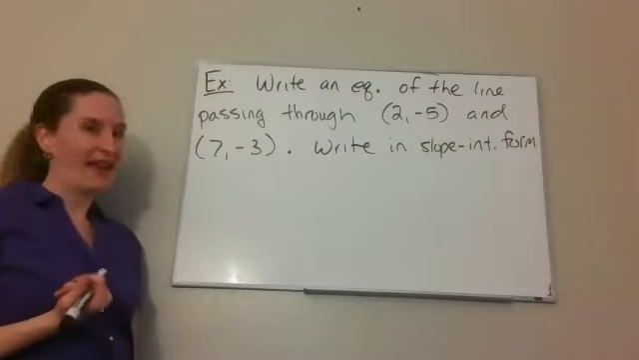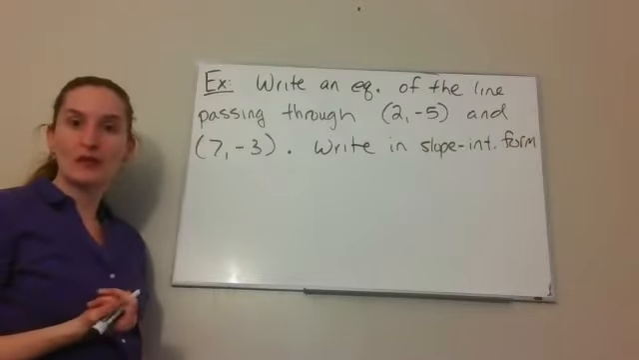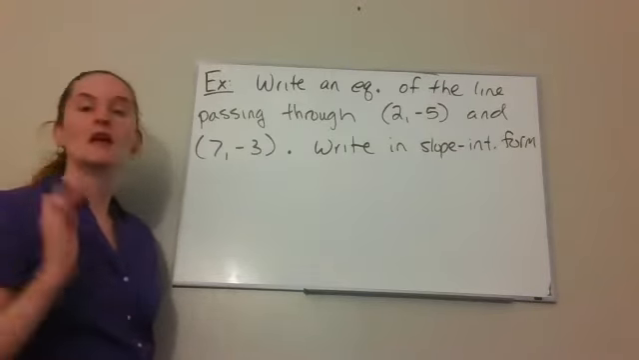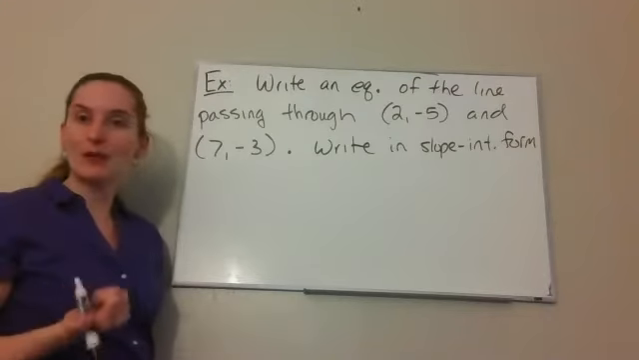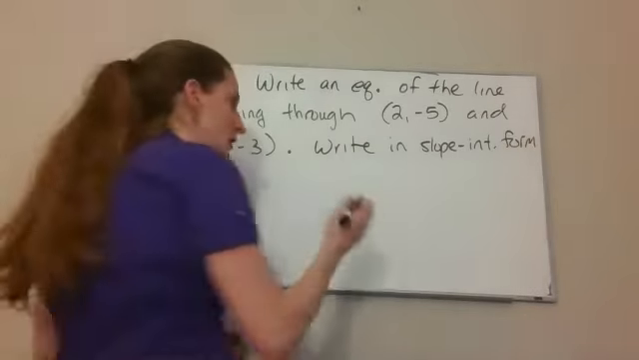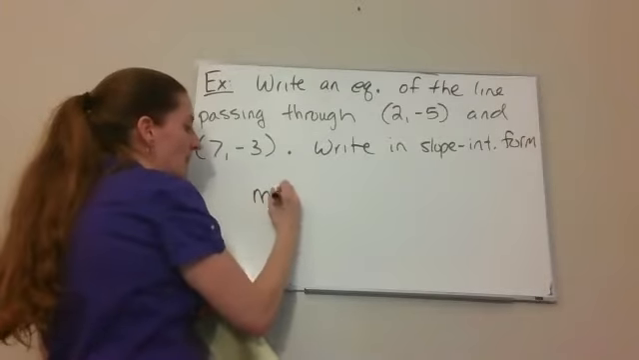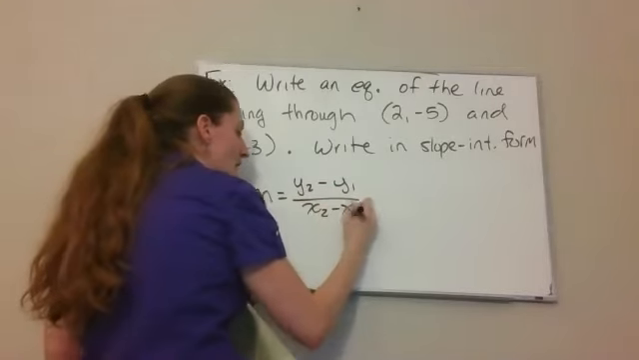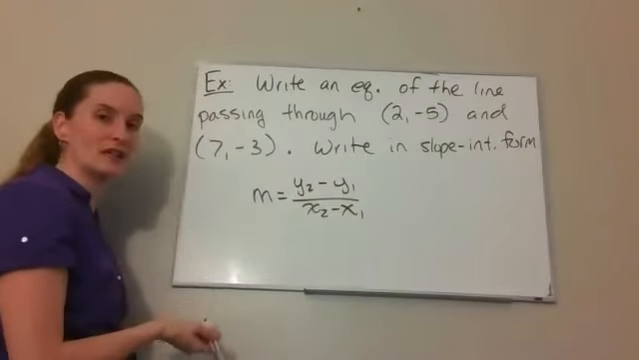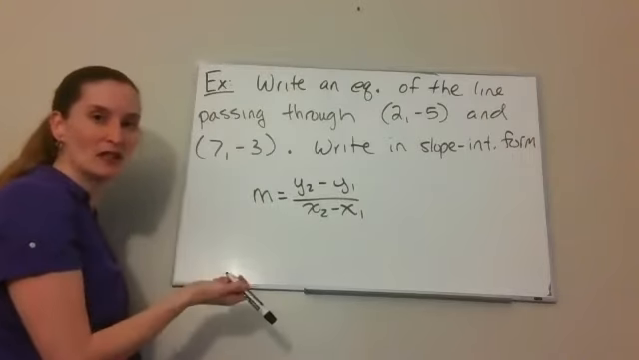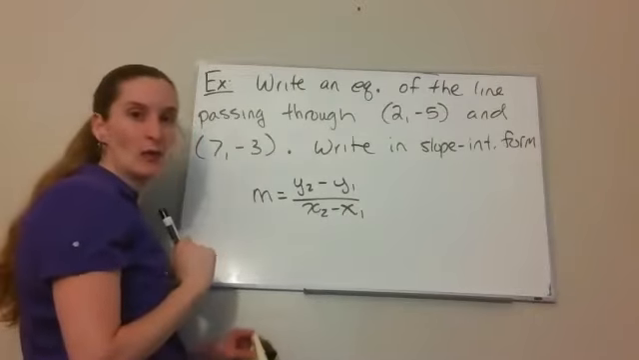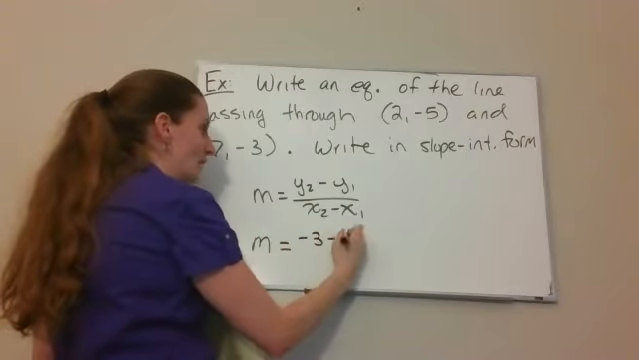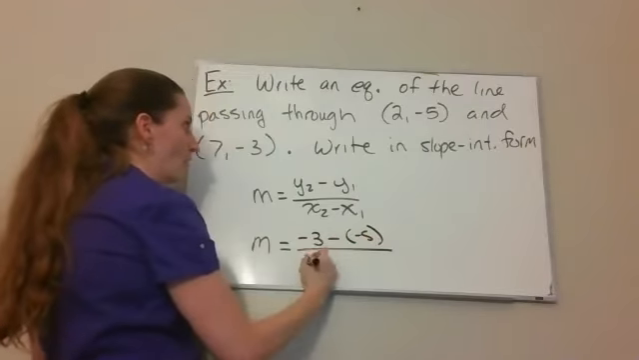So right now, we can't jump directly into our point-slope form like we did in the last example because I don't even know my slope. I just have 2 points. But we can find what the slope is by using our slope formula from last time. Remember that your slope is y2 minus y1 over x2 minus x1. And I'm going to use my second point as my x2 and my y2, and my first point is x1, y1. So this gives me m is -3 minus -5 over 7 minus 2.